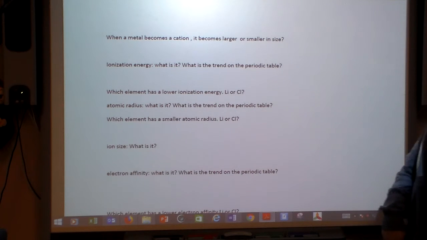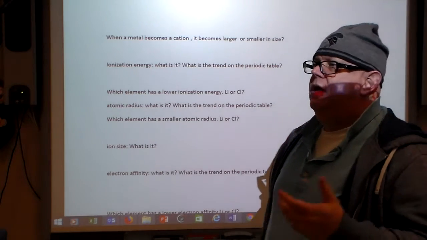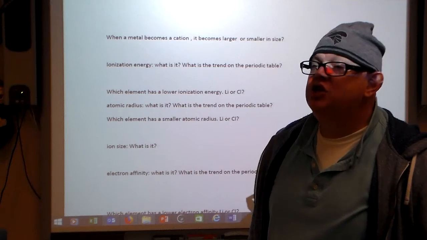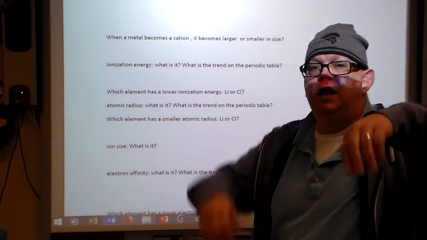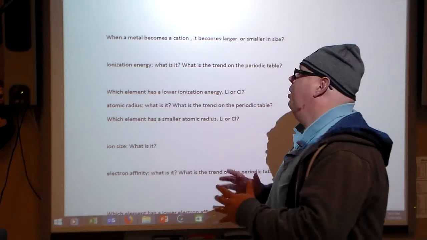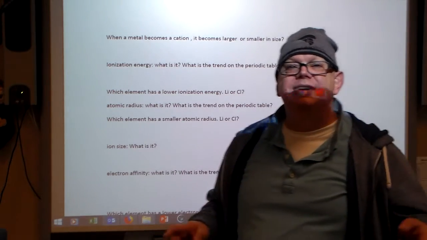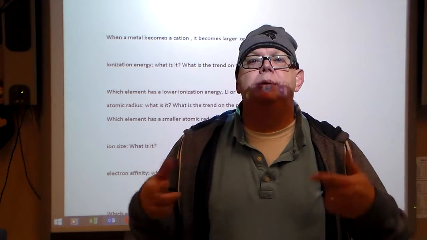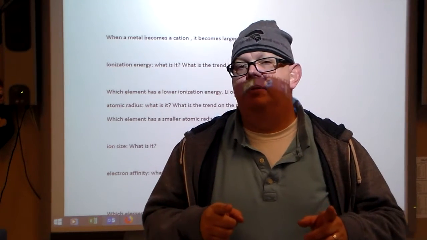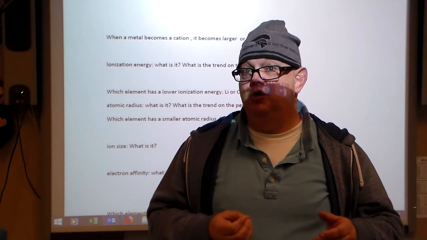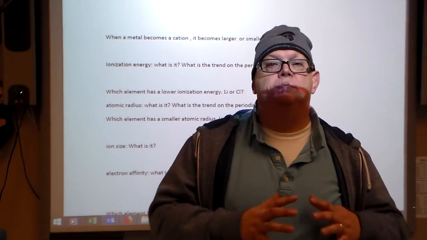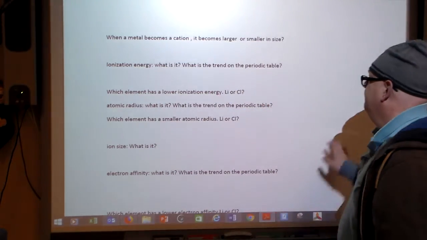When metals become cations, do they become larger or smaller in size? Remember, if an atom loses an electron, it becomes a cation, and it becomes smaller in size. What's making the size? It's the electron cloud, the region where the electrons would be bouncing around. So when atoms pick up electrons, they get bigger. When atoms lose electrons, they get smaller. That's how it works.